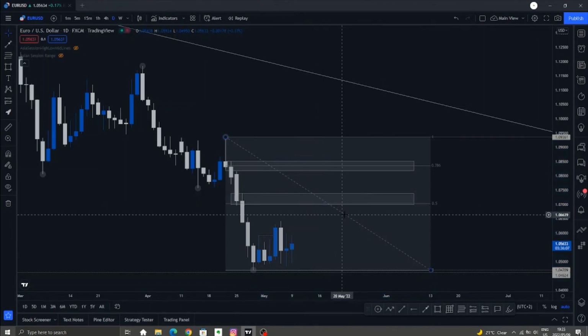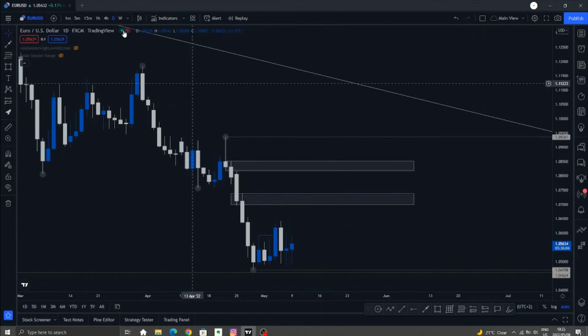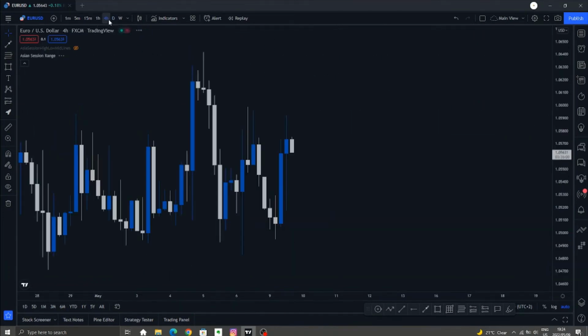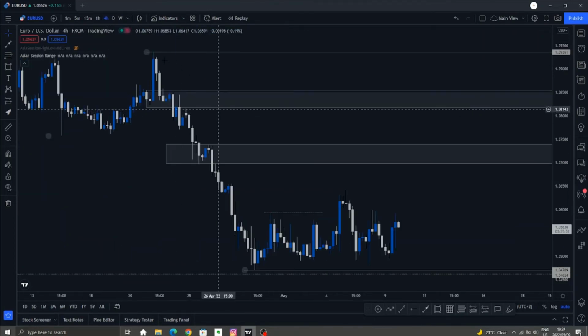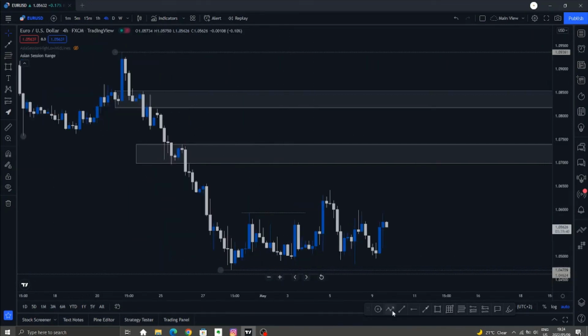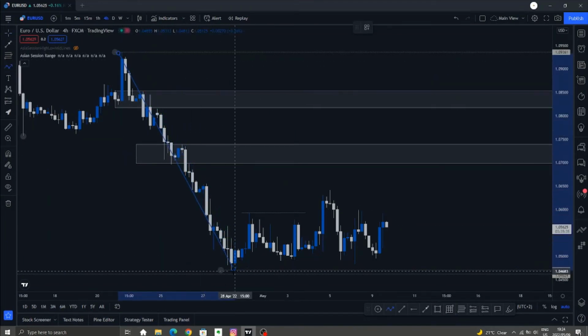Now, one important thing for you to note is that a change of character on one time frame more often than not is a change of trend on the lower time frame or the next lower time frame. So if we drop down here to the 4-hour chart, we can see our daily swing high up there, and our daily swing low down there. And if we bring on our tool again, we can see that this bearish push to the downside on our 4-hour formed our daily low.